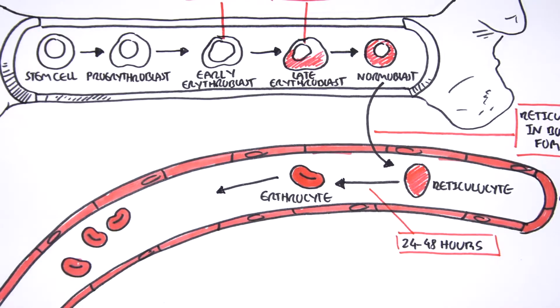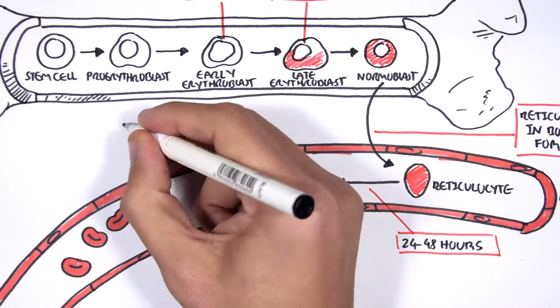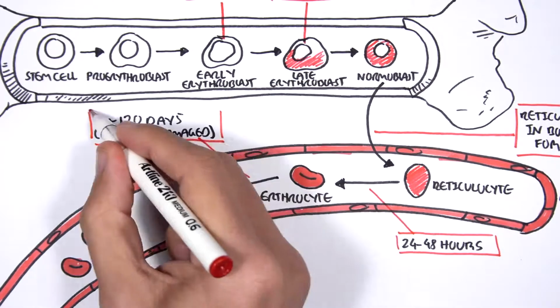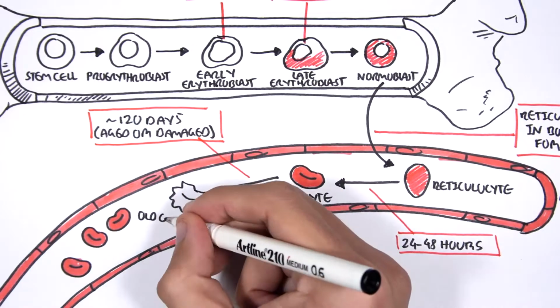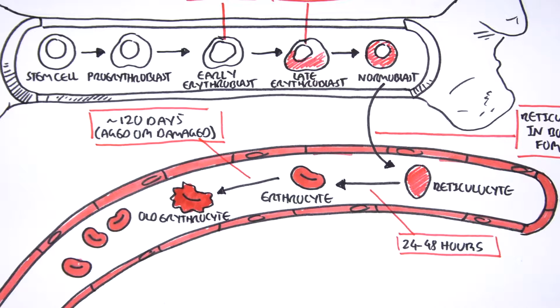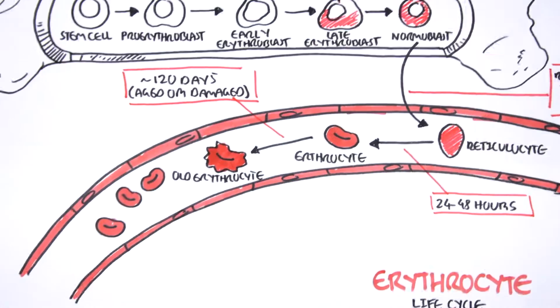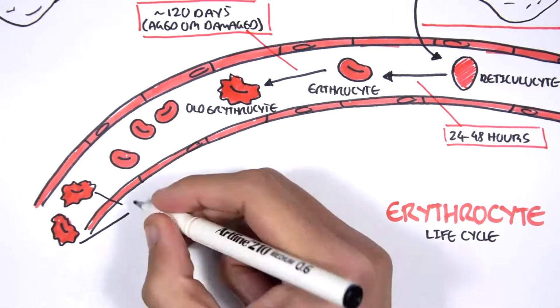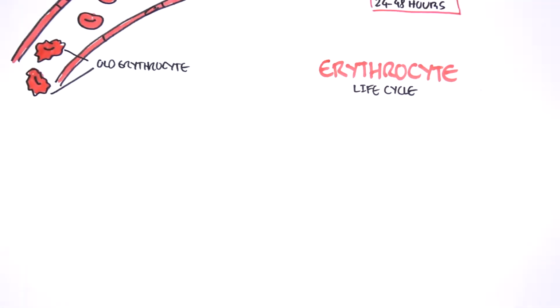But erythrocytes don't circulate in our body forever. It has a lifespan of about 128 days, or it's removed when it's aged or damaged. Red blood cell removal occurs in 3 main organs: the spleen, the liver, and the bone marrow. So here I'm drawing a few old red blood cells that need to be cleared out. And here I'm drawing the spleen.